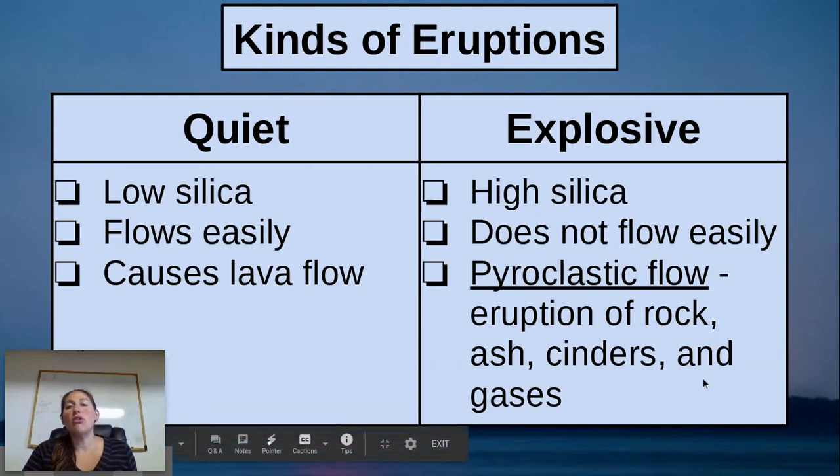Another term that goes along with the explosive is the pyroclastic flow, and that's going to describe the eruption of rock, ash, cinders, and gases. So the quiet eruption, you're not going to have as many of the rock, the cinders, and the gases. It's more of just a lava flow that's going to be less explosive.